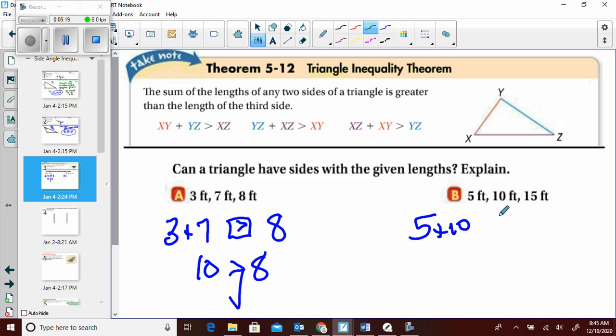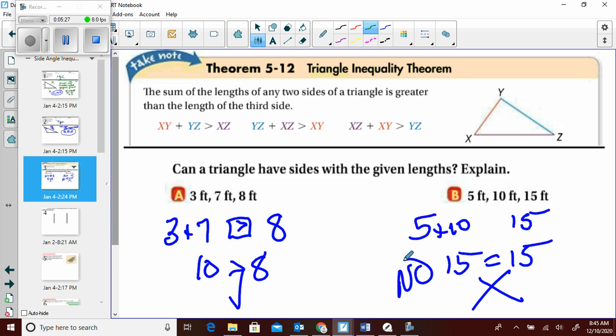5 plus 10 is 15. Is it greater than 15? 15 equals 15. No, it can't be equal. It has to be greater than. It's not greater than or equal to. It has to be greater than. So any two sides have to be greater than the third side.